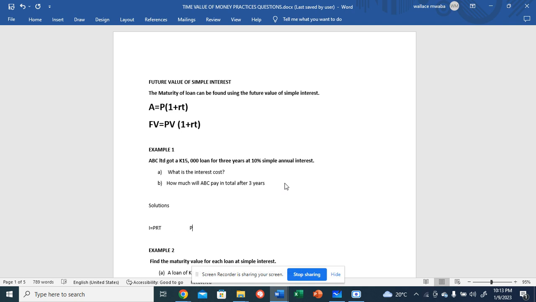In this question, our principal is 15,000. The rate is 10%, and the time is 3 years. So I equals 15,000 multiplied by 3 multiplied by 10% in decimal format, which is 0.1. Okay, so the interest cost is 4,500.